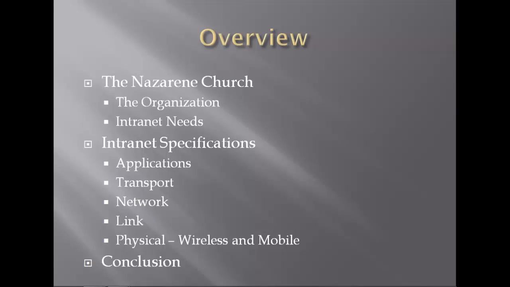Here is an overview of this brief presentation, providing details according to the principles we've covered in class. I will tell you a little about the Nazarene Church and why it needs an internet, specifically what features the internet will need to support. Having stated the problem, I will then describe the specifications of the internet with regard to selected protocols at the 5 layers and the particular hardware that will be required. Finally, there will be a brief conclusion, including a breakdown of leader responsibility for the internet and its associated costs and maintenance.